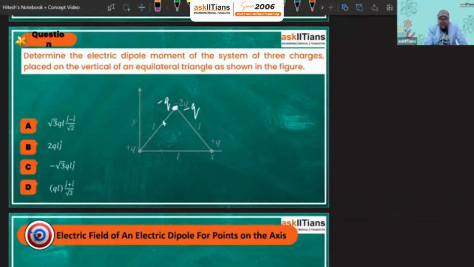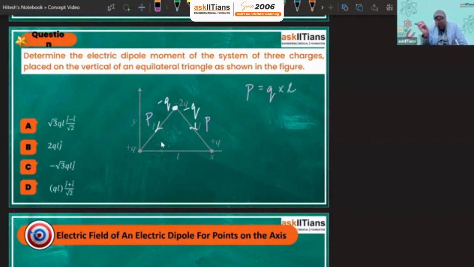So this is the dipole moment here, and this is the dipole moment here. Obviously, they will have different directions. If the magnitude of this is p, this would also be p, because the separation is L and the charge is the same. And p is equal to what? p is equal to q into L. That we know.